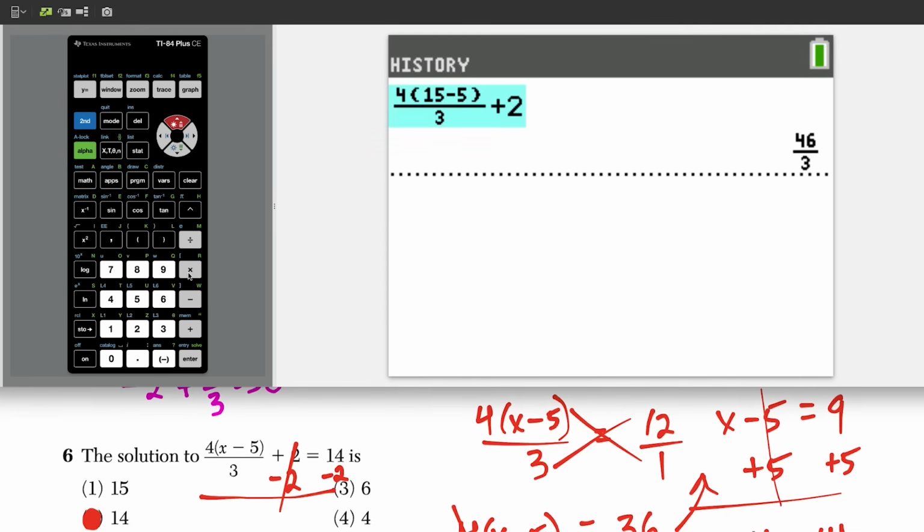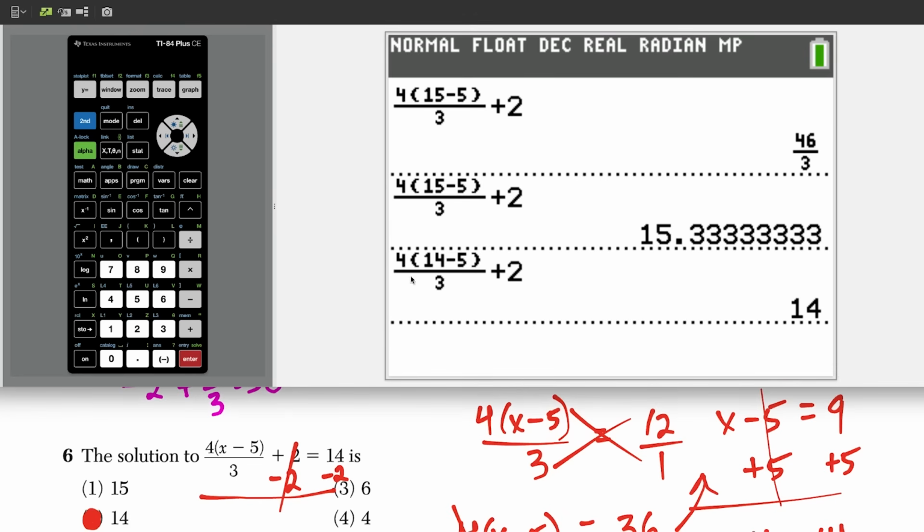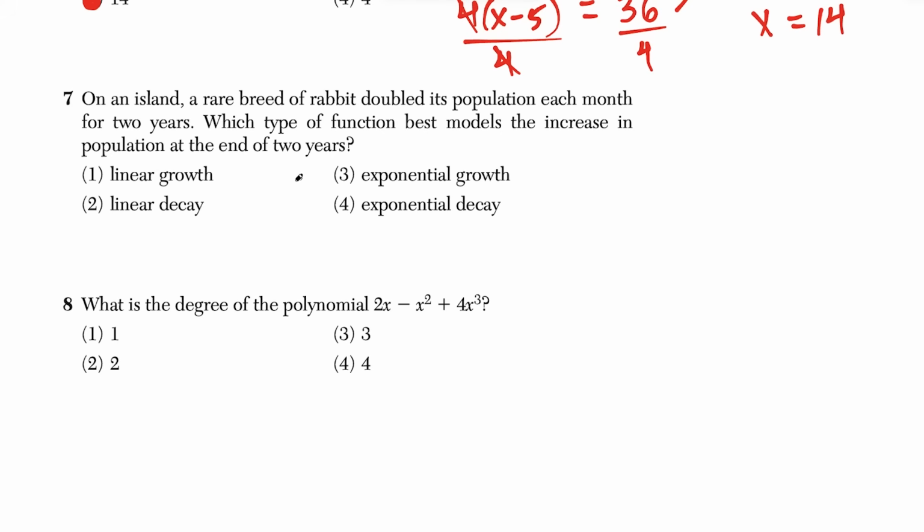So here, I'll just do this one more time. And you see we get 15 and a third, which does not match 14. We need it to match 14. So now when I plug in 14 for x, this time around, see I get exactly 14. And I could plug in the other answer choices to see why those are wrong. So these are just a few ways you could use the calculator to get your answer, but either way, we're getting choice 2.